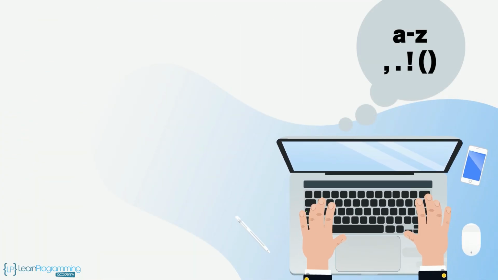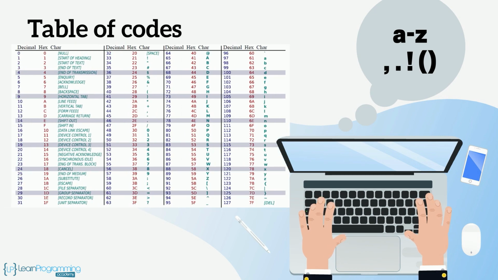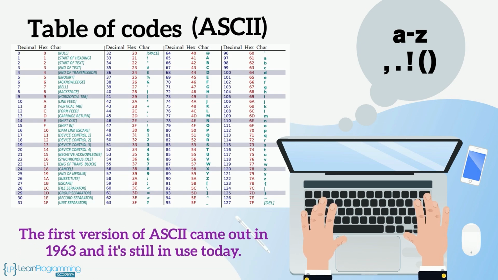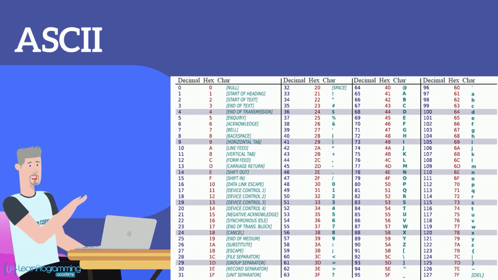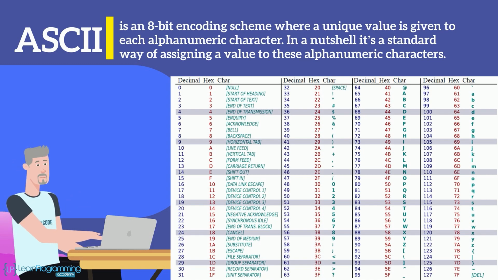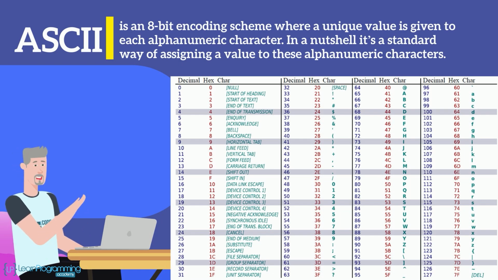If we're using alphabetic characters, special characters and numbers from a keyboard, the computer uses a table of codes to represent these characters. A very common system exists called ASCII, which stands for American Standard Code for Information Interchange. The first version of ASCII came out in 1963 and it's still in use today. Basically, ASCII is an 8-bit encoding scheme where a unique value is given to each alphanumeric character. In a nutshell, it's a standard way of assigning a value to these alphanumeric characters.